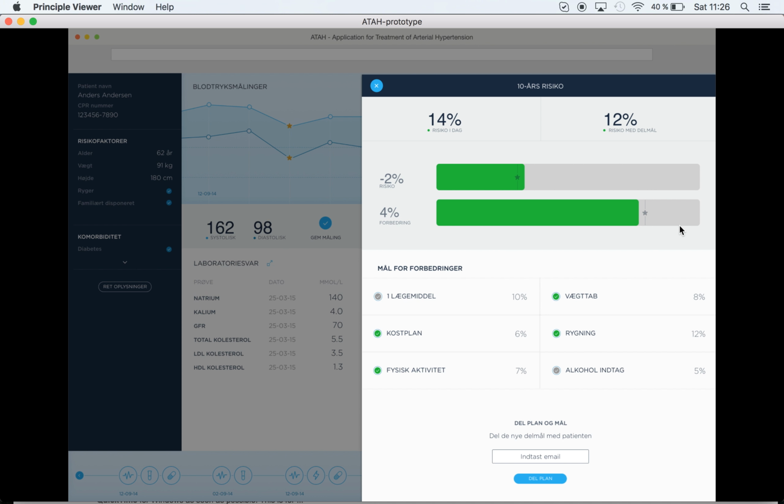Everything behind the system is powered by validated medical algorithms that are developed by cardiologists at Danish hospitals and are based on clinical best guidelines and also published research protocols.